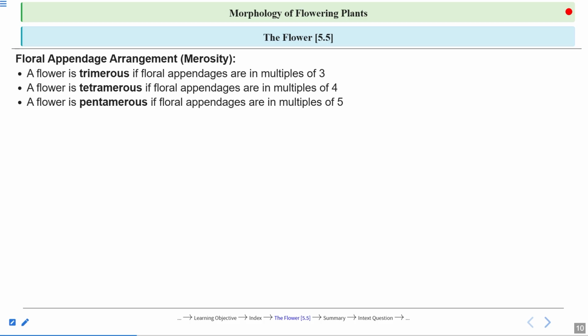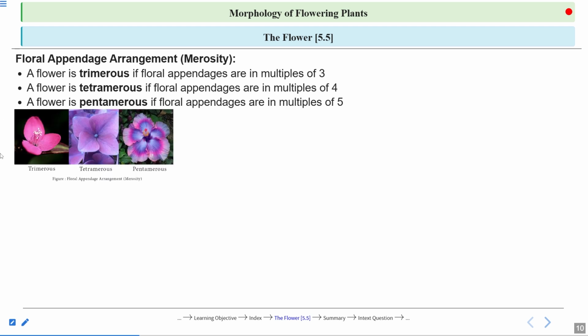So as the number indicates, 3 for tri, 4 for tetra, and in the same way 5 for penta. If the floral appendages are in multiples of 5, then it is called a pentamerous flower. So here you can see the petals. 1, 2, 3, trimerous. 1, 2, 3, 4, tetramerous. 1, 2, 3, 4, 5, pentamerous, right? Here we are considering the petals as the floral appendage.